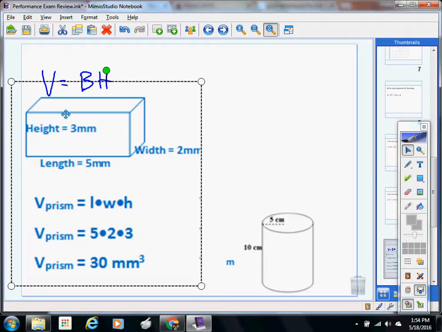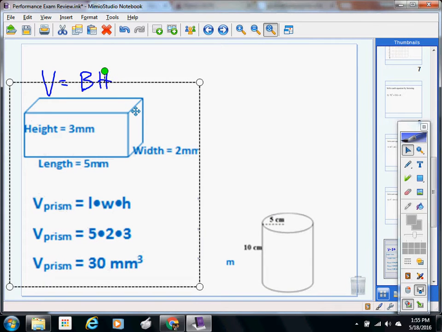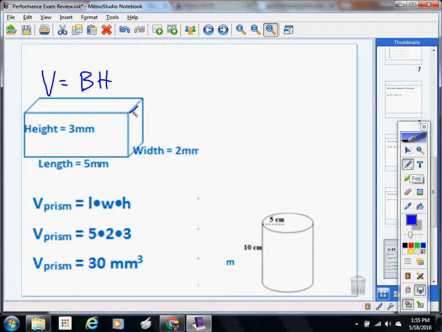Somebody else says, no, Coach Hill, that's not how I look at it. I look at it as this space right here is the base. So 3 times 5 is 15. What's 3 times 5? 15 times 2, 30. Same answer. You could also say, look, this side over here is the base. If you said this side over here is the base, that would be 3 times 2. Well, 3 times 2 is 6, times 5, again, is what? 30. And so I have the same volume.